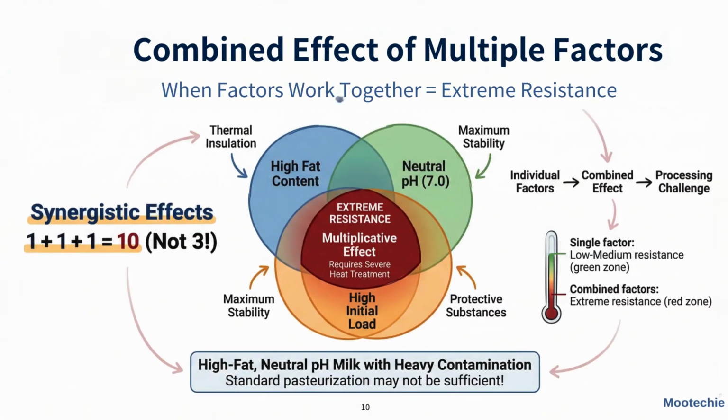Often, multiple factors act together. When several protective conditions exist, microorganisms may become extremely resistant. For example, high fat content, neutral pH, and high microbial load can combine to create very high thermal resistance. This is called the synergistic effect. In such cases, standard pasteurization may not be sufficient and stronger heat treatments may be required.